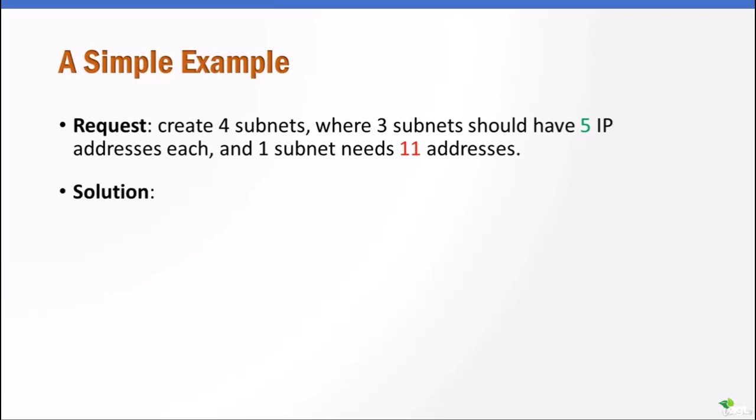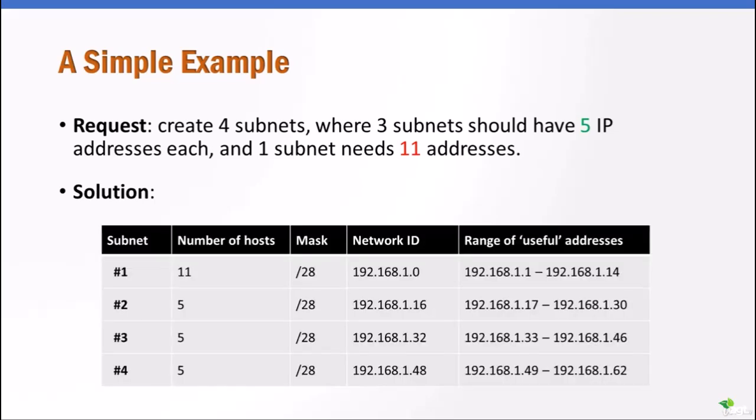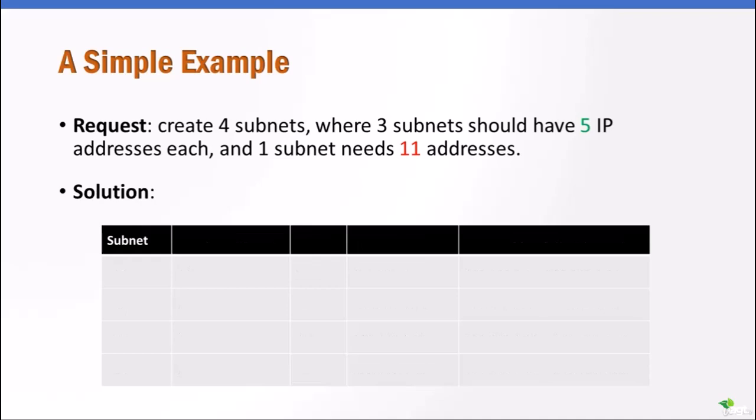And here I'm going to give you the solution right away, and then I'll walk you through that solution. The first thing you should notice is that each of these 4 networks that are different have the same mask. Okay, so how did we get here? First, I'm going to mark all the subnets and then populate the number of hosts. We're going to begin from the largest network, which needs 11 IP addresses, and then we're going to talk about the other 3 networks that need 5 IP addresses each.